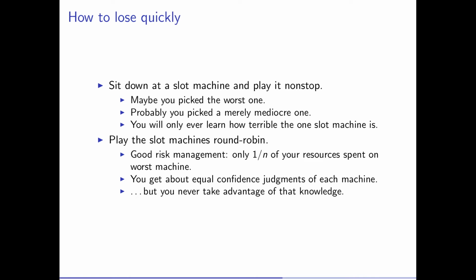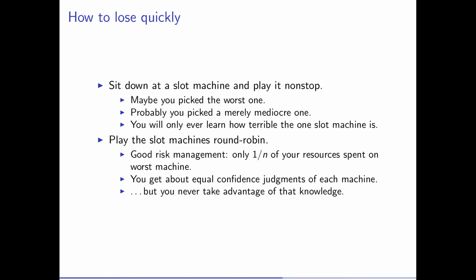So a different idea, which would be better risk management, would be that I could just start walking down the row of slot machines and play them one at a time. And when I get to the end, start back from the beginning and then just keep doing that. That's sort of good risk management, right? Because if there's n machines, only 1 over n of my fraction of my dollars are spent on the worst machine. And you get pretty decent judgments of how good each machine is, right? Pretty equal judgments.